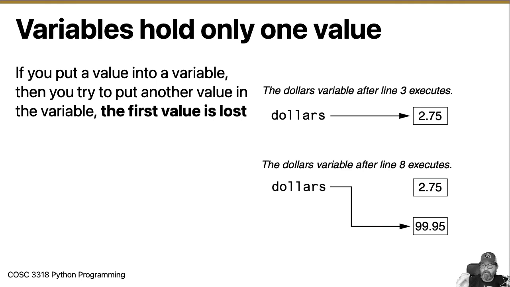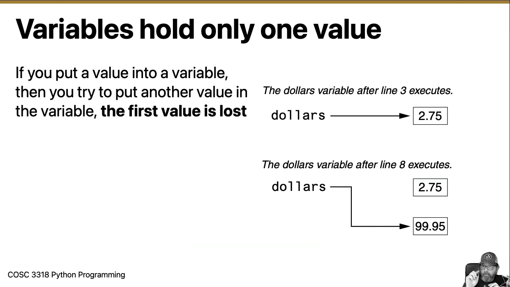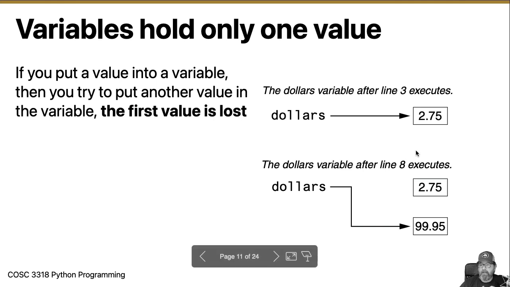The whole part of changing it is really important. If you put a value into a variable, like right here, I've got dollars is 2.75, and then I put another value into it, 99.95, that original 2.75, it's lost, it's gone. Variables can only point at one value. So our dollars points at 2.75, and if we set it again, if we do dollars equals 99.95, now it's going to contain 99.95 and not 2.75. That first value is gone unless you put it in another variable, because variables are all about memory.